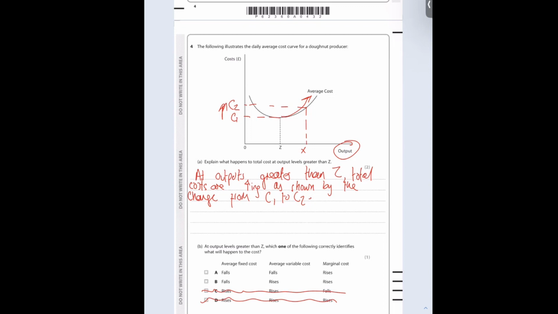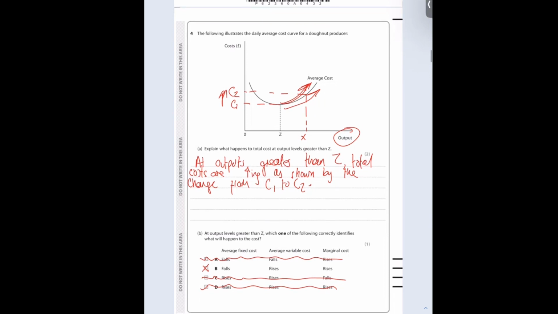Okay, average variable costs. If the diagram is going back up, average variable costs have to be going up because average fixed costs are falling. Otherwise it doesn't make sense. Otherwise the average cost should be decreasing and maybe you are achieving economies of scale. So A is wrong. So B is the only one that actually makes sense. As you see that the diagram is going back up, it must be the case that average variable costs are rising and marginal costs are increasing as well.